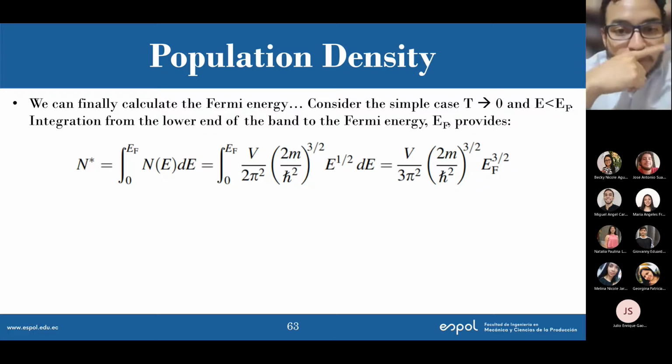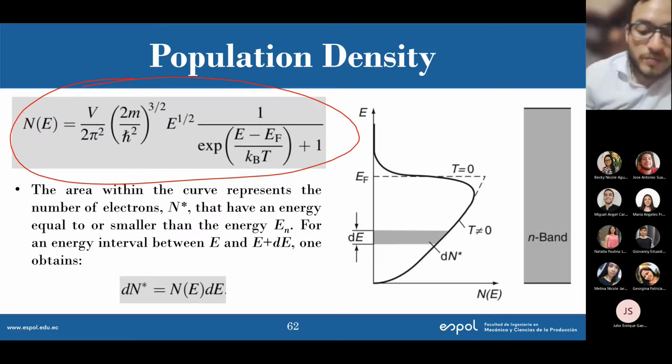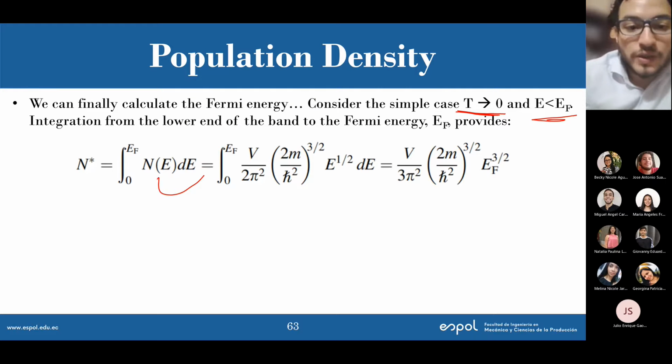Let's integrate. And let's consider a simple case to calculate. I mean, you can actually calculate this for other cases, and you will see that the result is the same. But let's do the calculation for t approaching 0 and E less than EF. So integrate that from 0 to the Fermi energy. You integrate N of E. Remember, this is the whole function, right? But remember, we're using t approaching 0 and E less than EF.